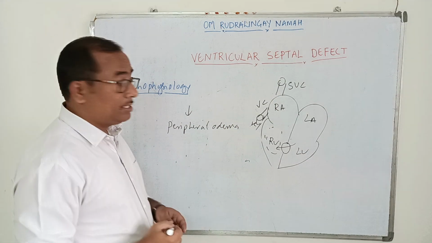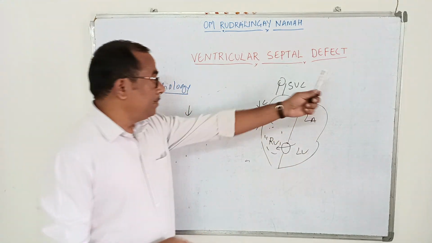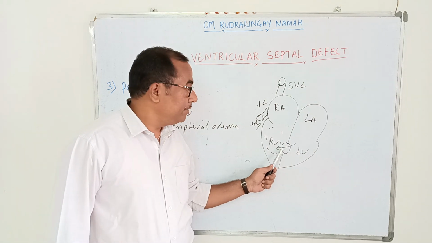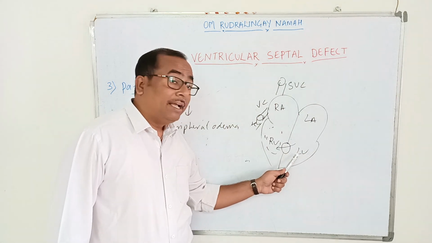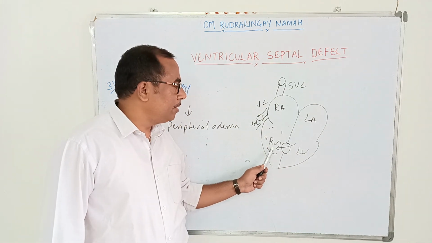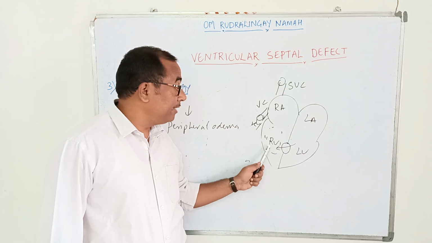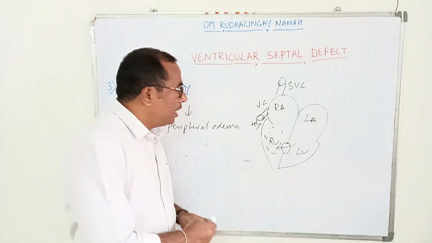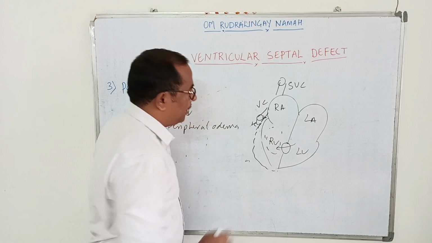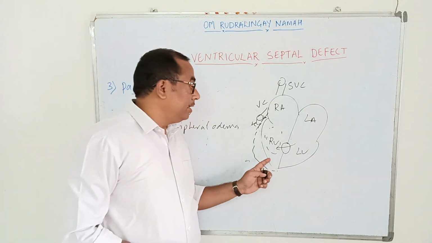So once again I will tell you this pathophysiology. First, what happens? Due to etiological factors, there is a defect in the ventricular septum. This results in shunting of blood from high pressure in the left ventricle to the low pressure in the right ventricle. So because of this, the volume and pressure in the right ventricle increases. So this leads to right ventricular hypertrophy and hyperplasia.